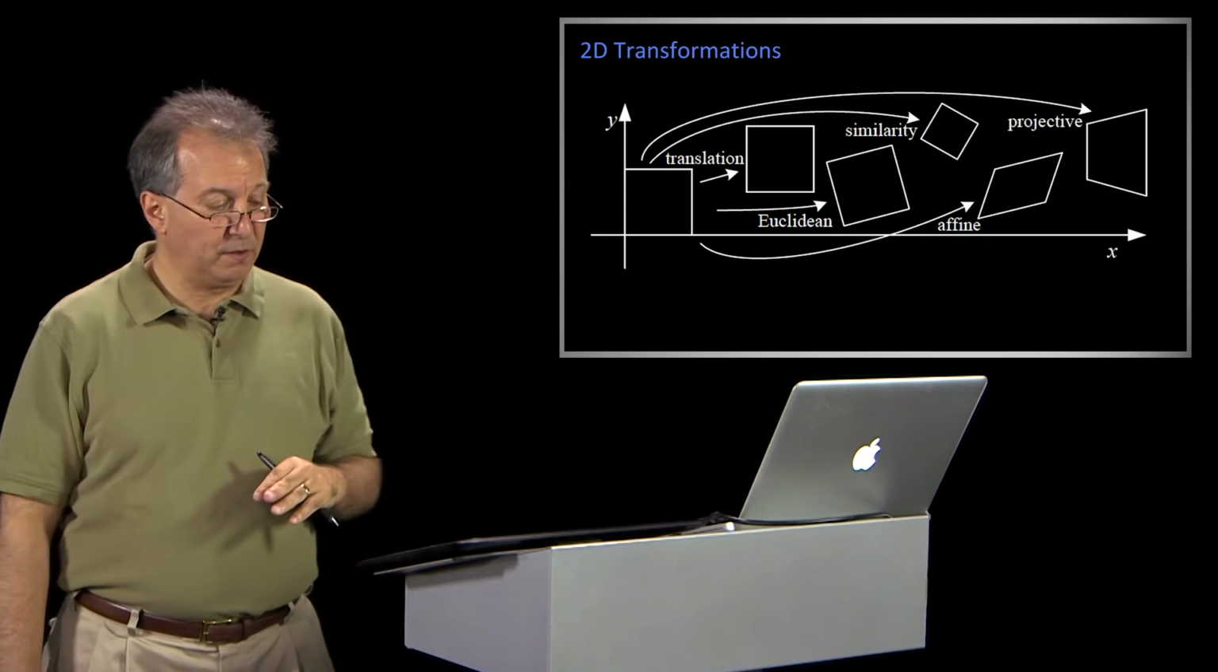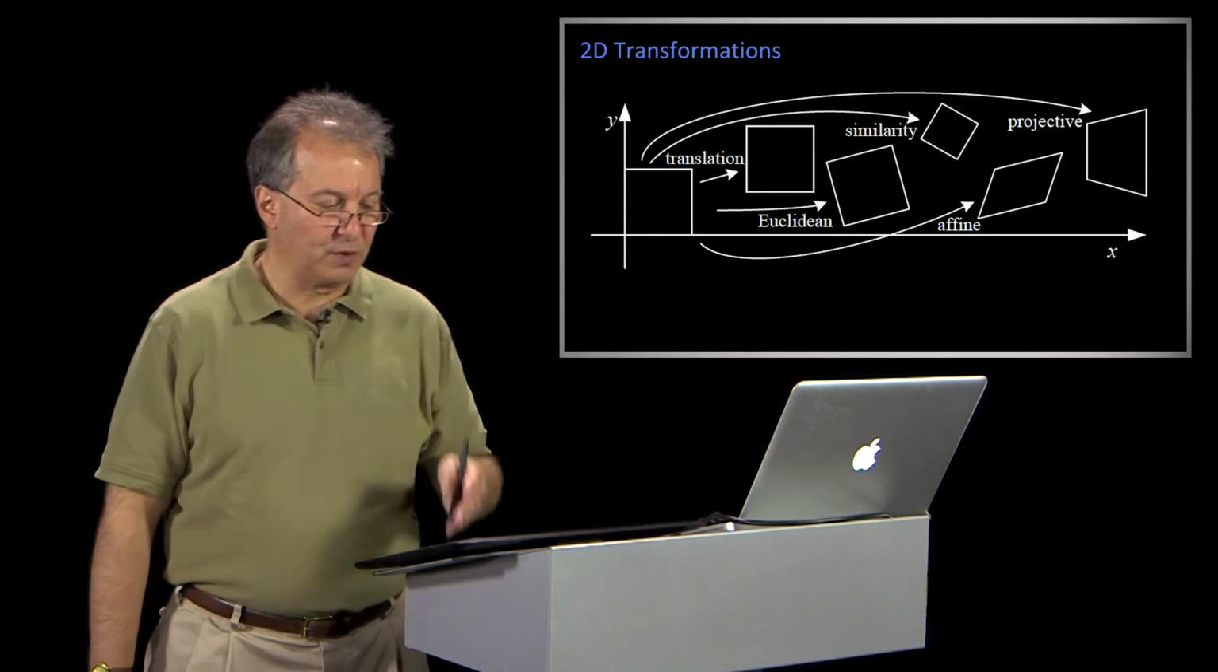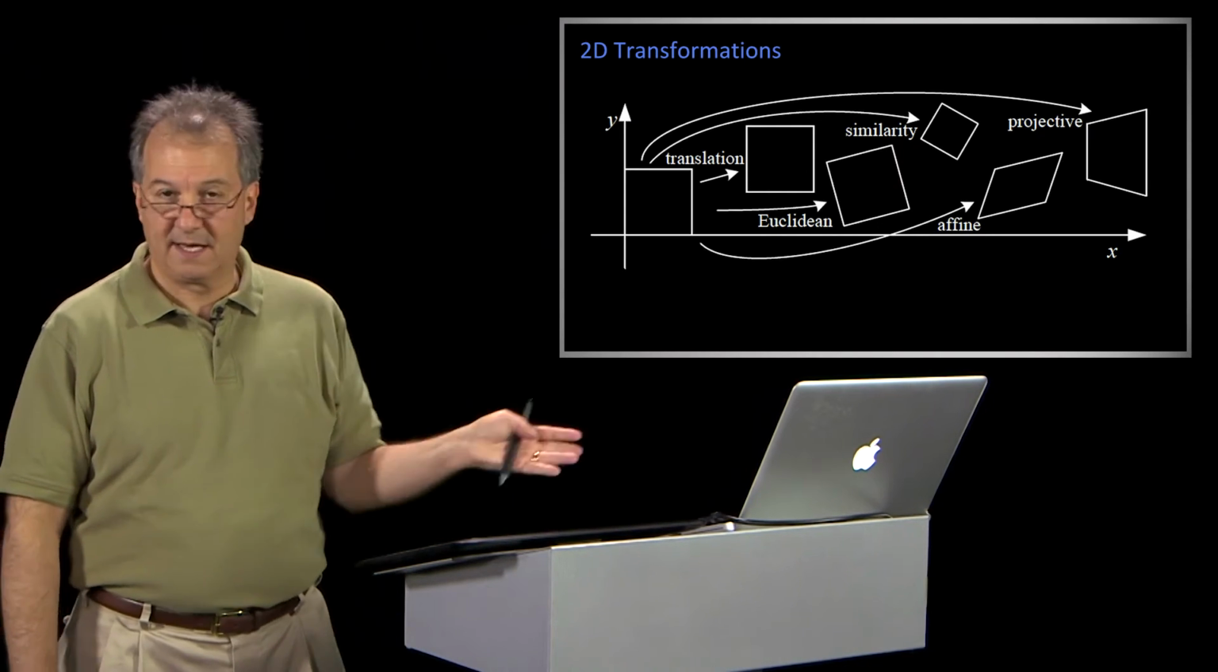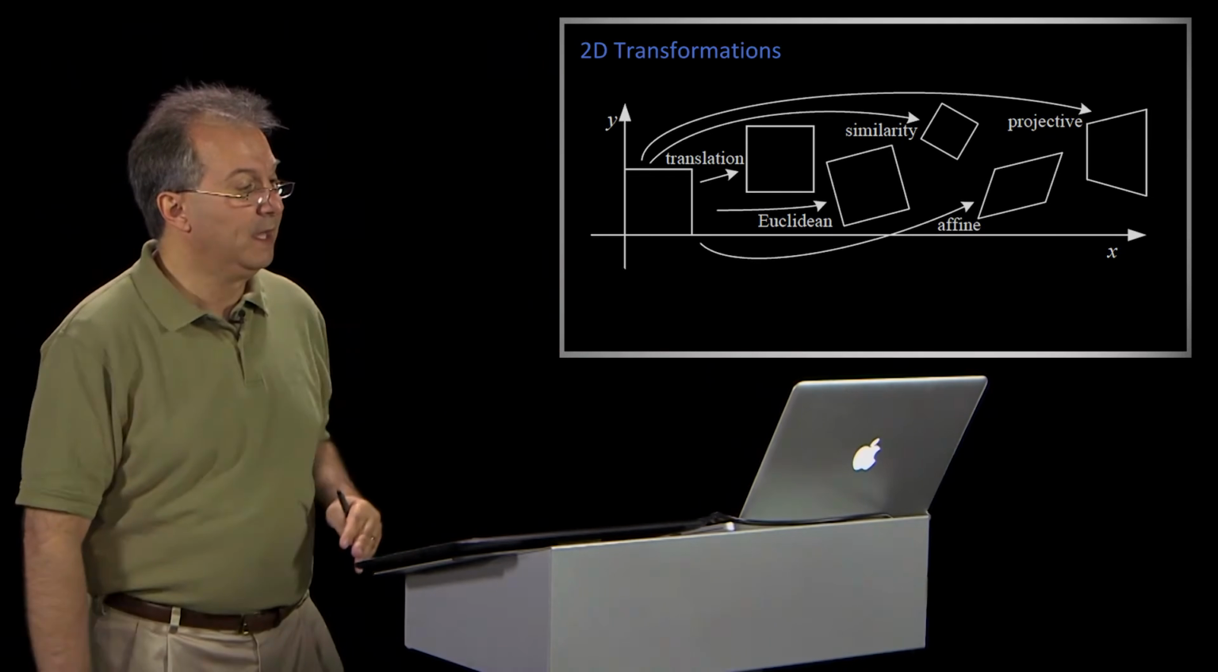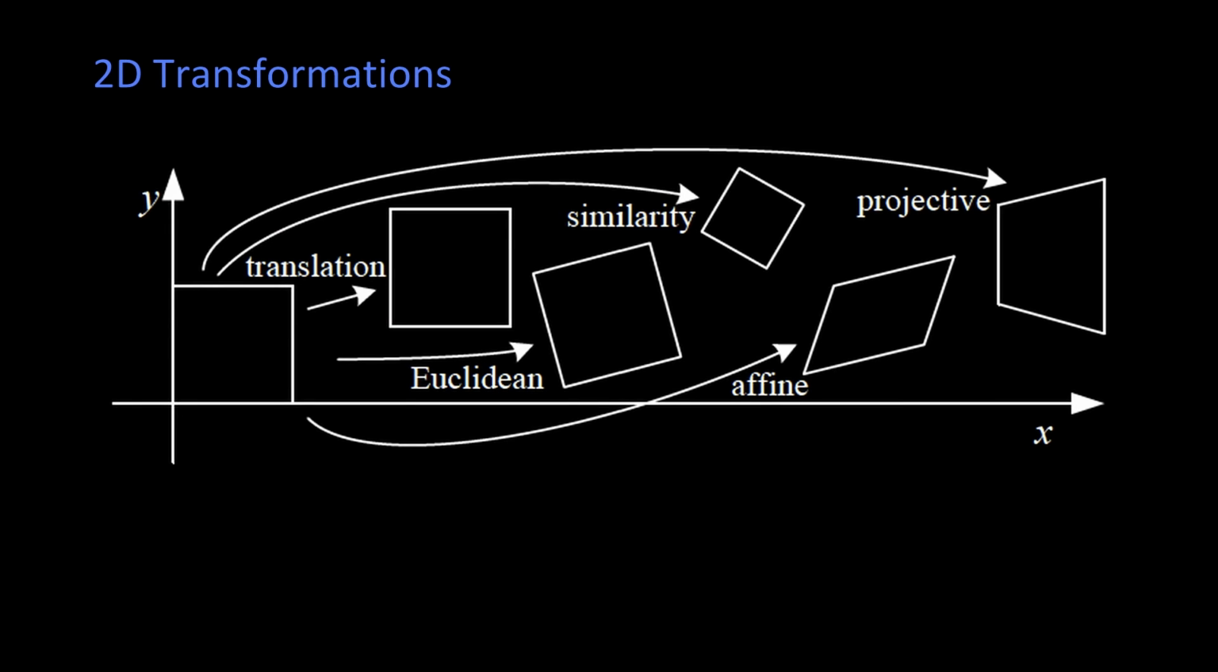So here I have, I think, a figure from Forsyth and Ponce, maybe it's from Szeliski. I hope their lawyers aren't watching. And basically it talks about how you can transform an image.